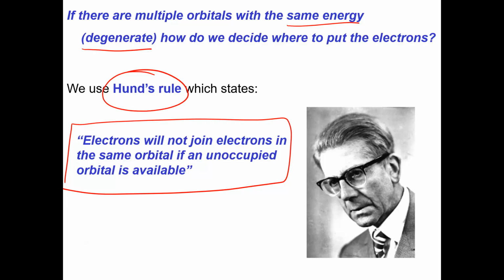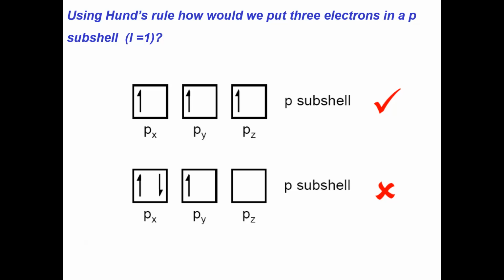So you get the idea that the electrons really don't want to be in the same region of space because they will repel one another. They're both negatively charged. So if they can, they occupy an orbital alone. So let's have a look at this.